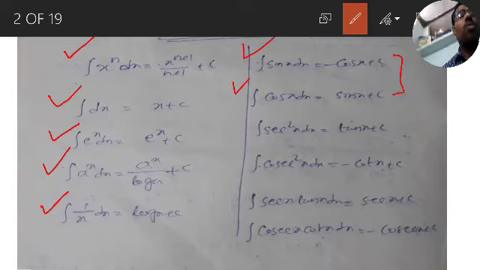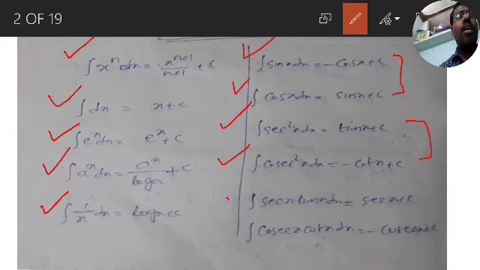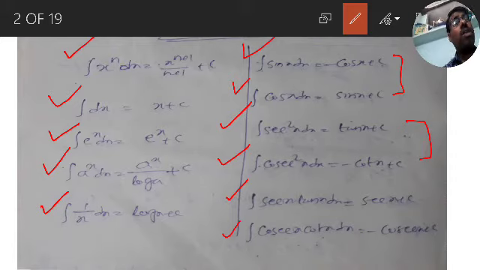You can remember this too. Integration of sec square x dx is tan x plus c. Integration of cosec square x dx is minus cot x plus c. These two are similar type. Integration of sec x into tan x is sec x plus c. Integration of cosec x into cot x is minus cosec x plus c.